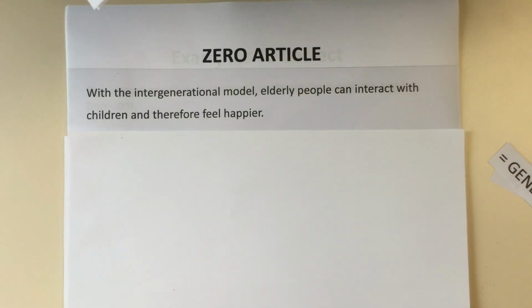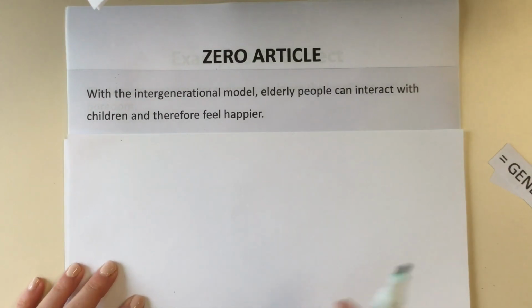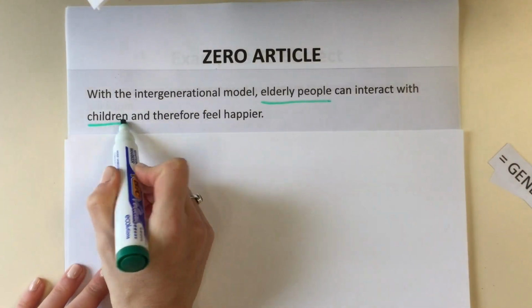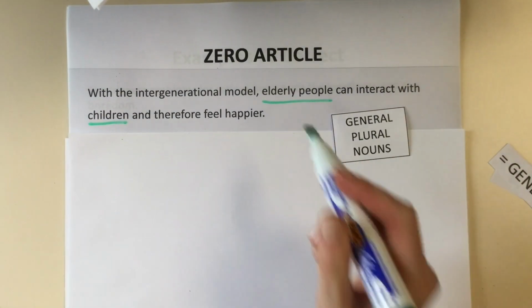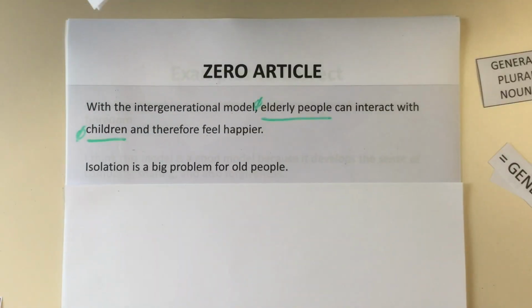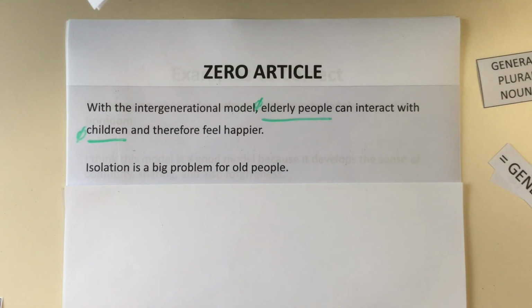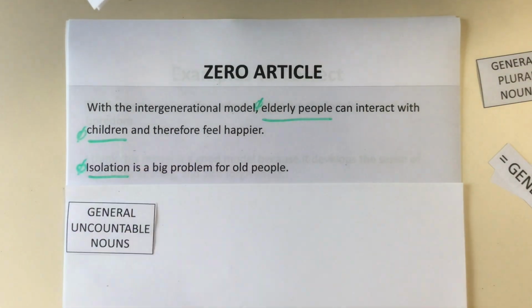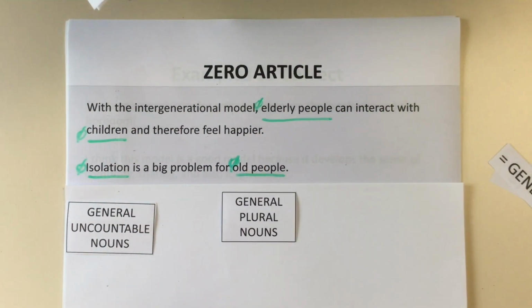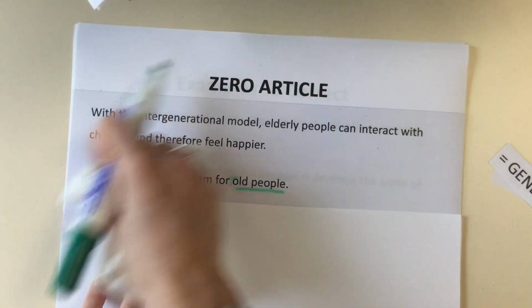Here are some good examples from your writing tasks. In this sentence, elderly people and children are both general, plural, countable nouns, so we use the zero article. Here, isolation is a general, uncountable noun, and old people is a general, plural, countable noun, so once again, we use the zero article. Good job.